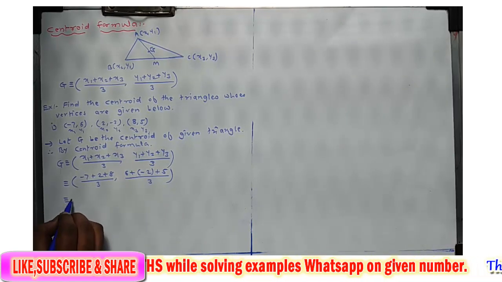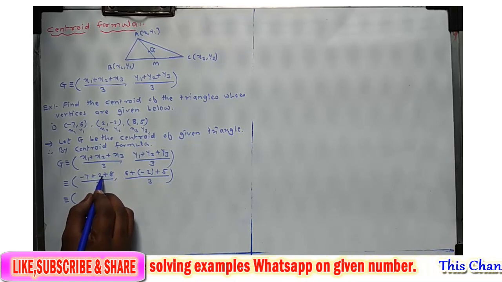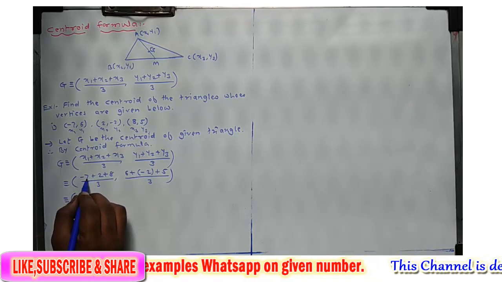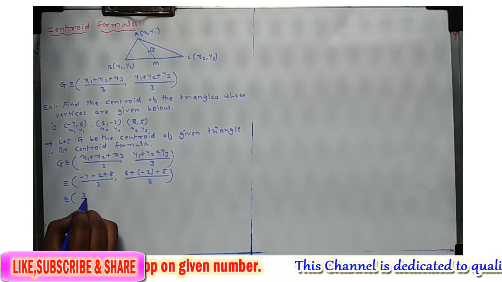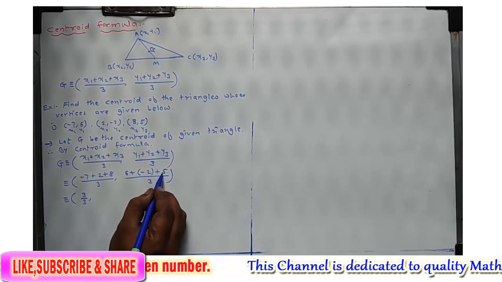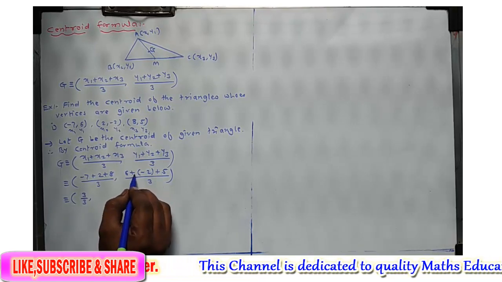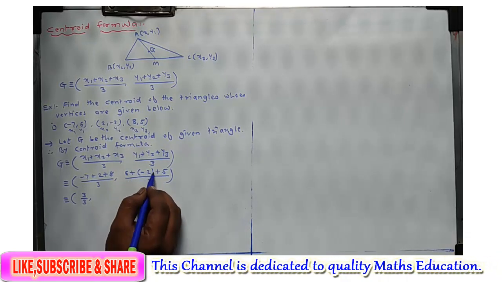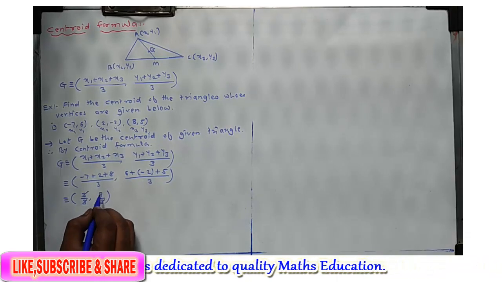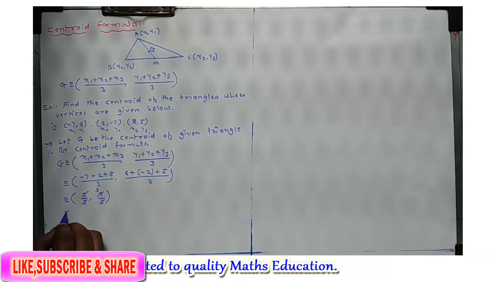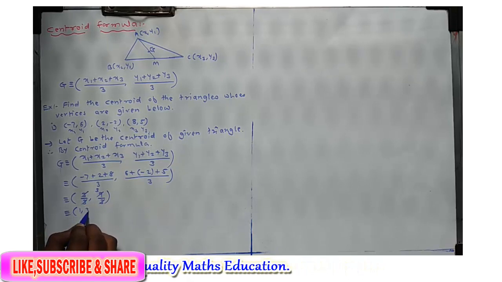That is equal to 8 plus 2, that is 10. 10 minus 7, add the positive numbers first. 8 plus 2 is 10, 10 minus 7 is 3, upon 3. And here 6 plus 5 is 11, and here plus minus 2, so 11 minus 2 is 9 upon 3. So 3 ones are 3, 3 threes are 9. So finally you will get 1, 3.